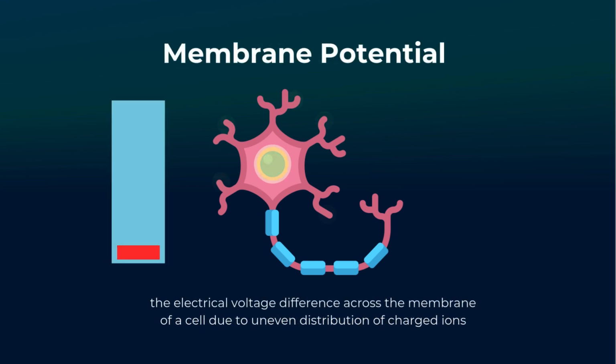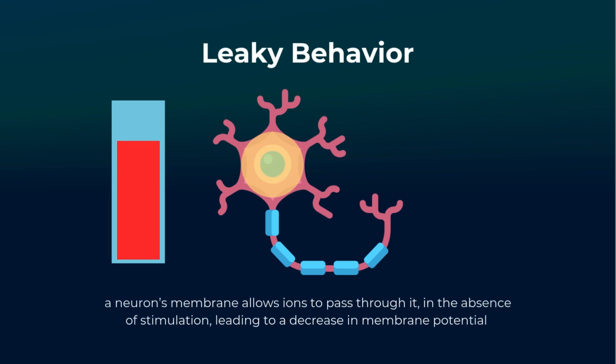Membrane potential refers to the electrical voltage difference across the membrane of a cell due to uneven distribution of charged particles, otherwise known as ions, between inside and outside of the cell. Neuron leaky behavior refers to the property of a neuron's membrane that allows ions to pass through it even in the absence of stimulation, which can eventually lead to a change in the membrane potential over time.